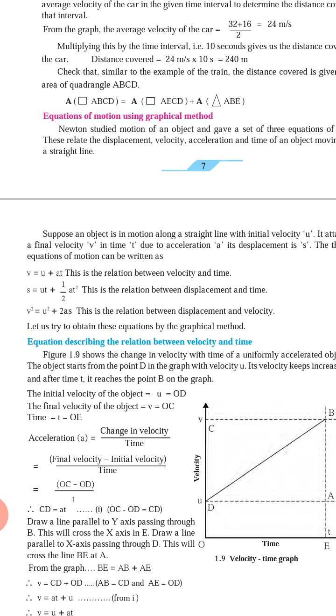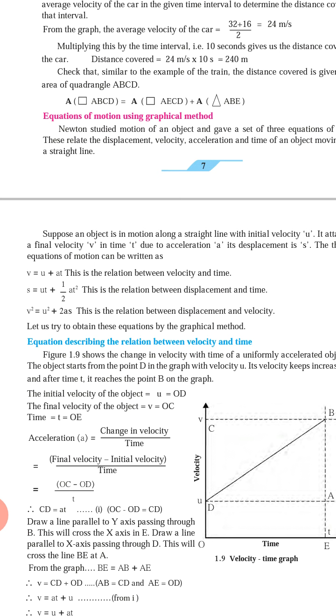The relationship is given next immediately after that equation. v = u + at. This is the relation between velocity and time. This line is also important. This equation represents the relation between velocity and time. Second equation, s = ut + ½at². This equation represents relation between displacement and time. Third equation, v² = u² + 2as. This relation represents relation between displacement and velocity.